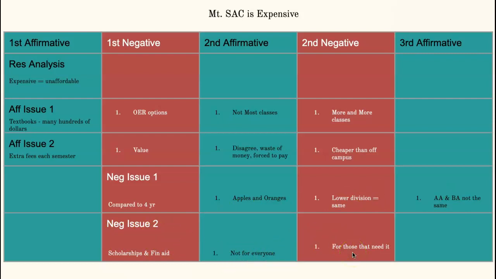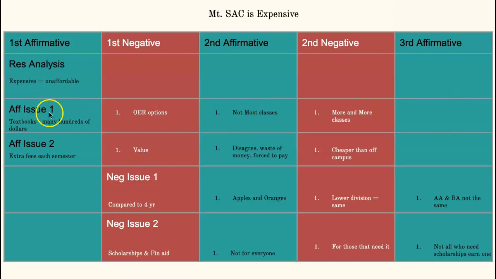Next, on negative issue 2, I said not everyone can get scholarships. My opponent said, but those who need it can get it. But I say not all who need scholarships earn one anyway. Right? You might really need the money, but there's only so much available. Once that's exhausted, even people who need it may not get it. Therefore, it is expensive. Then go back up and finish by rebuilding my affirmative case.